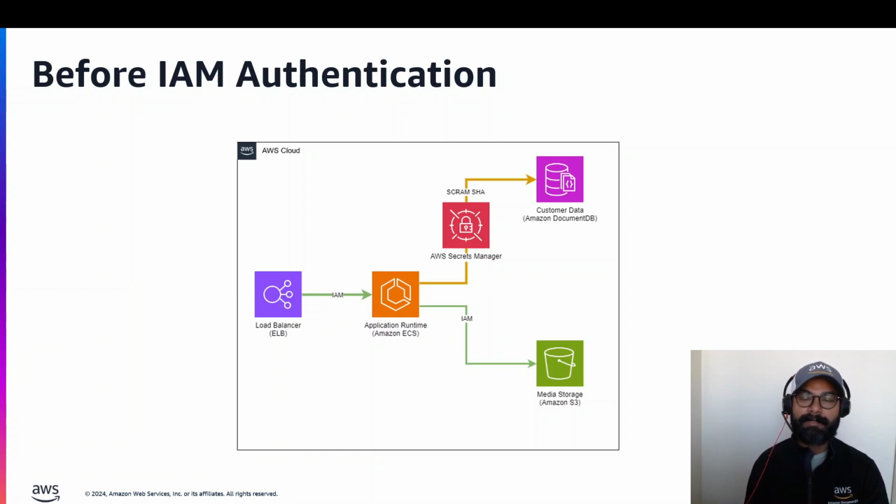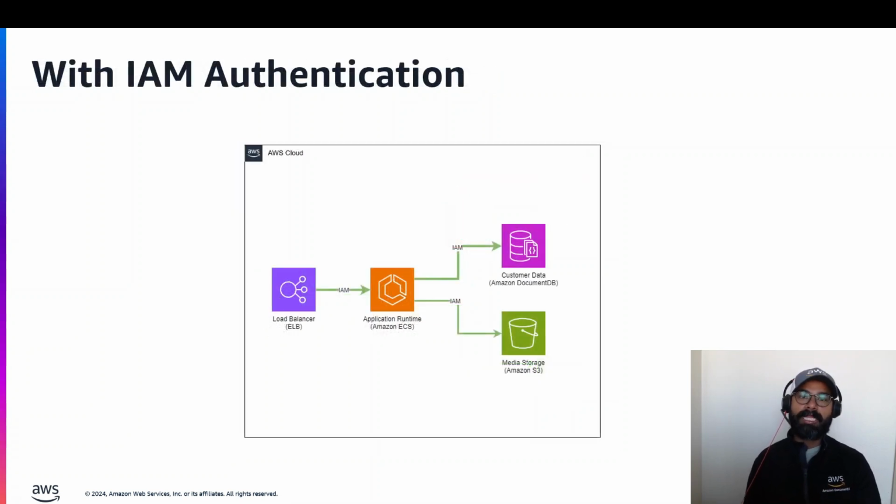for customer data. When it comes to authentication, the application will need to authenticate with Amazon S3 using IAM roles, but for Amazon DocumentDB, you'd be using username passwords using some kind of secure mechanism like Secrets Manager. However, from the application standpoint, you still need to maintain two different configurations.